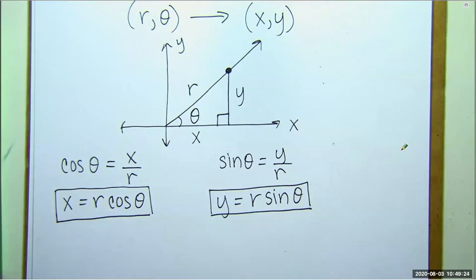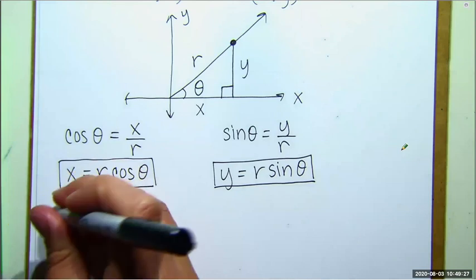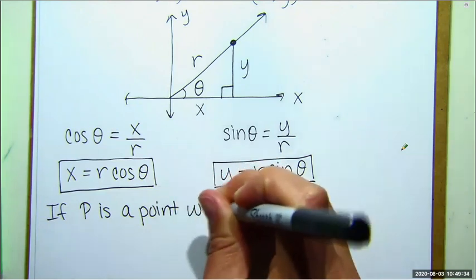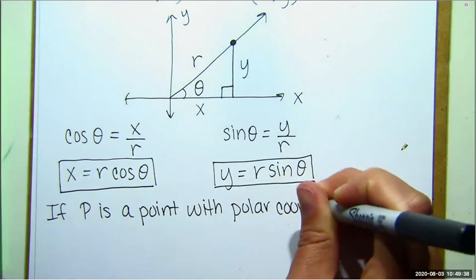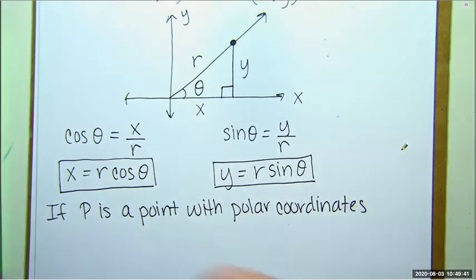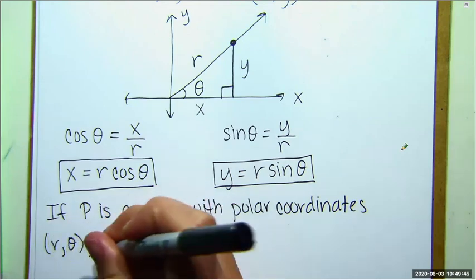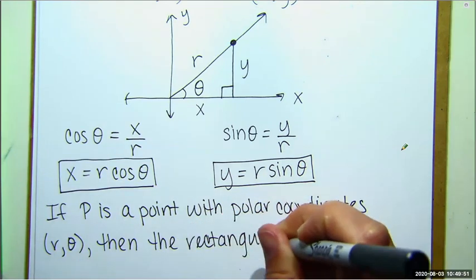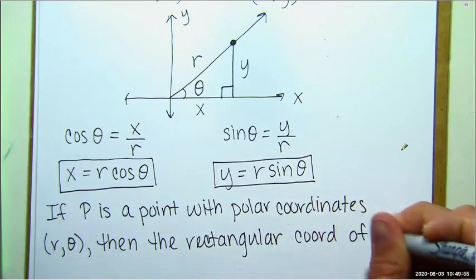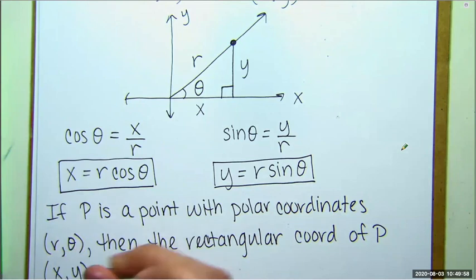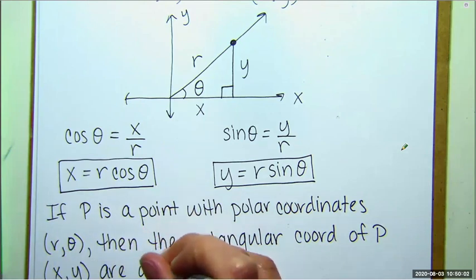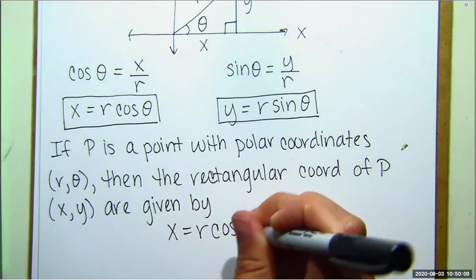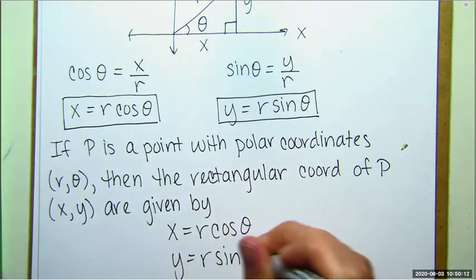So let's write down our formal conversion here. If P is a point with polar coordinates r theta, then the rectangular coordinates of P, x comma y, are given by x is equal to r cosine of theta and y is equal to r sine of theta.